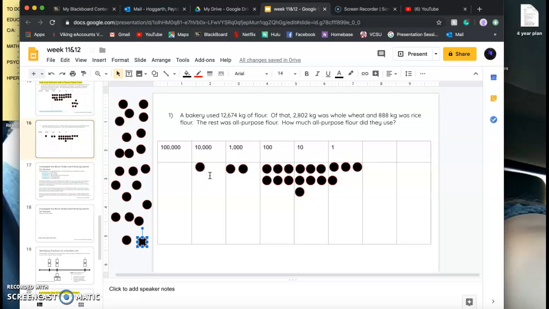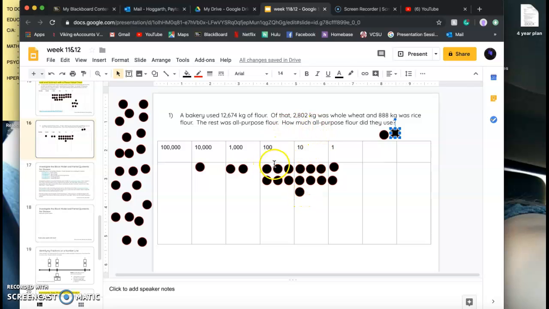So what I'm first going to do is take from the 12,674 kilograms, I'm going to take away 2,802 kilograms from it. So right away, I can take away 2 out of the 1s. So I'm left over with 2 in the 1 spot. Then in the 10s, I can take away 7. Oh, I don't need to take away anything. So I don't need to take away in the 10s, so I will have 7 in the 10s.